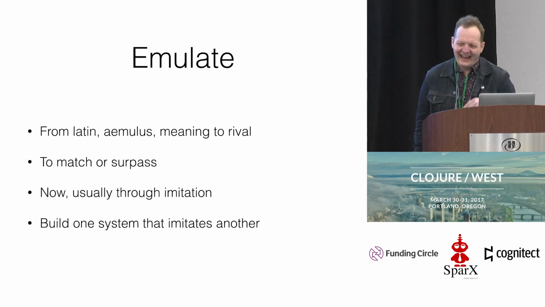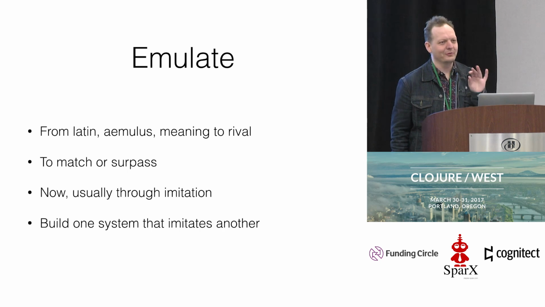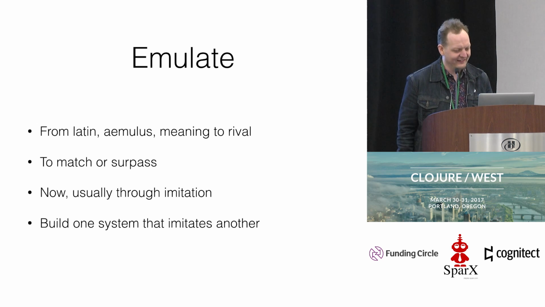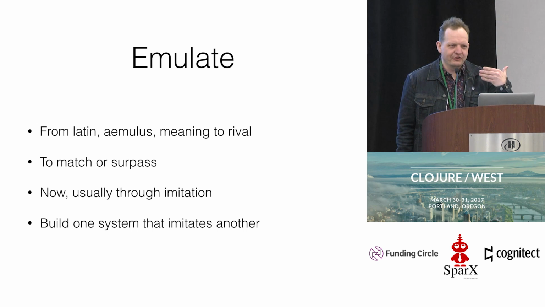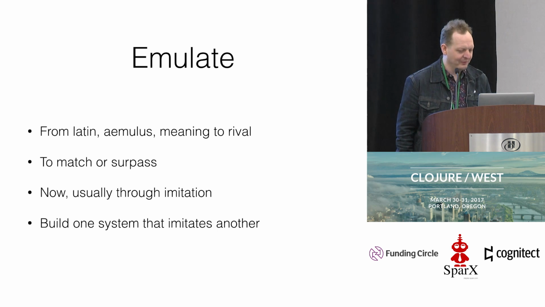But emulate is from emulus, meaning to rival, or to match or surpass, usually through imitation. It's about building a system that imitates another, with the key point being imitation. The more you get into emulation, you realize that, for the most part, direct accuracy is not necessarily the goal. In the same way that graphics isn't about one-to-one simulation of physics, emulation is not about one-to-one simulation of the machine you're trying to imitate.